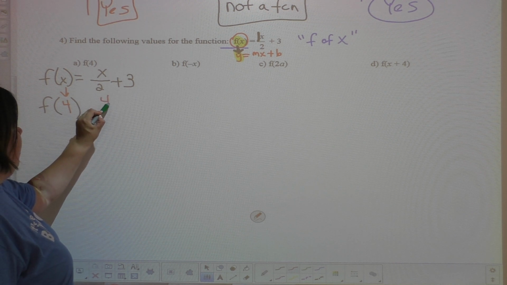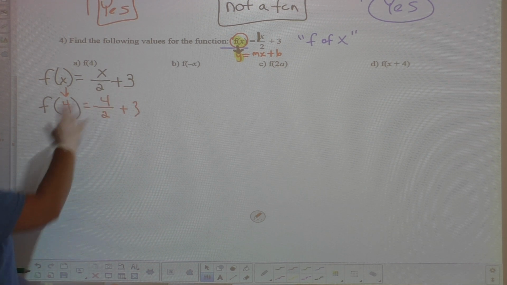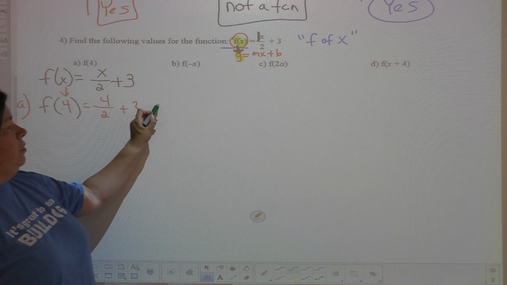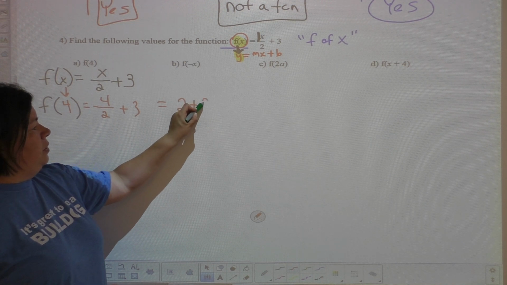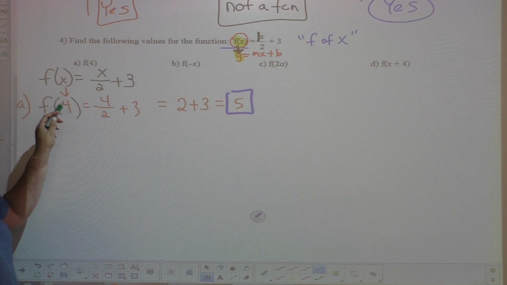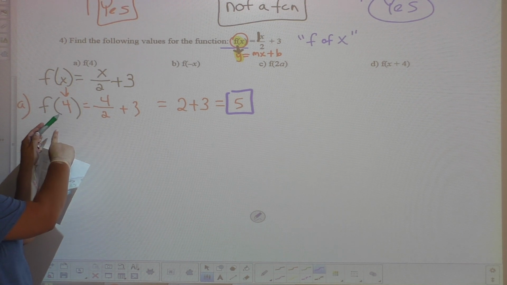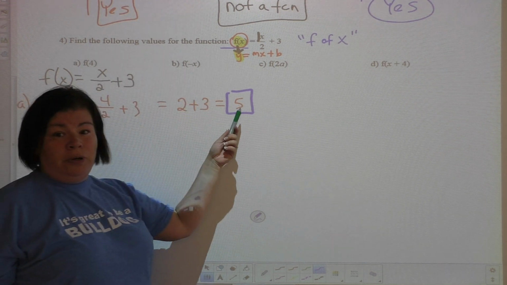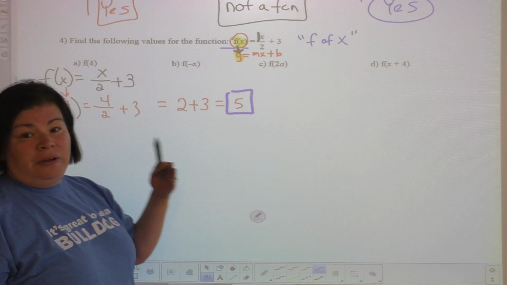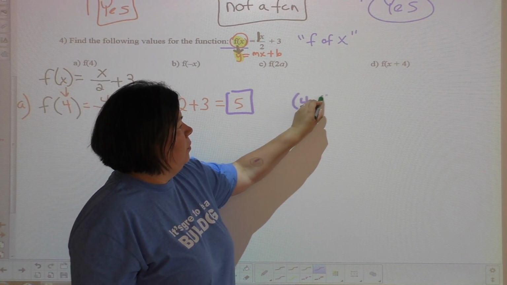So that means I have 4 divided by 2 plus 3. And then all you're going to do from this point is evaluate that. So this is part A. So 4 divided by 2 is 2, and then plus 3 equals 5. So our actual solution to f of 4 equals 5. So in other words, when I input 4, which is my domain, my output or my range is 5. So that ordered pair would be 4, 5. Okay? If they ever ask you.